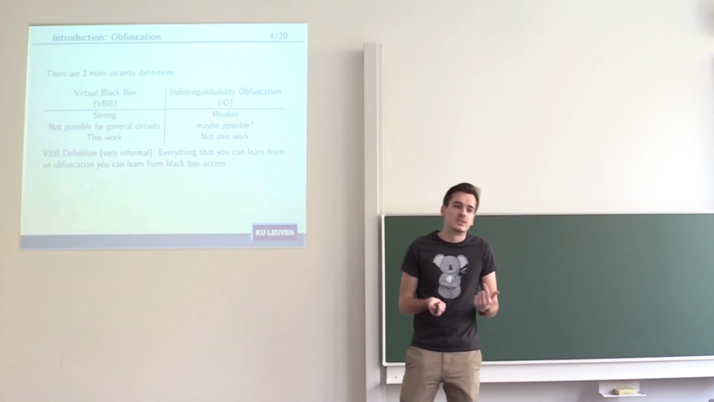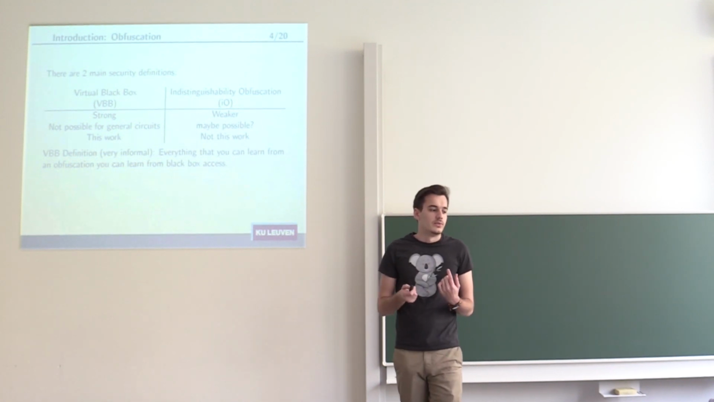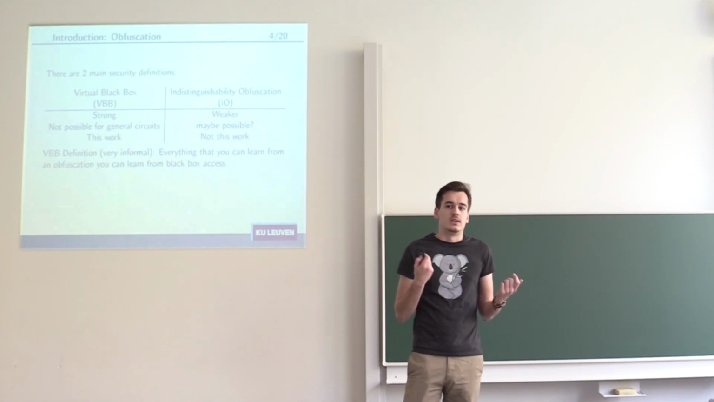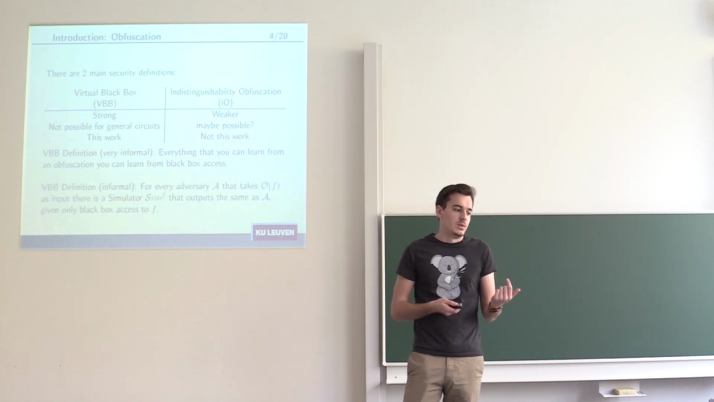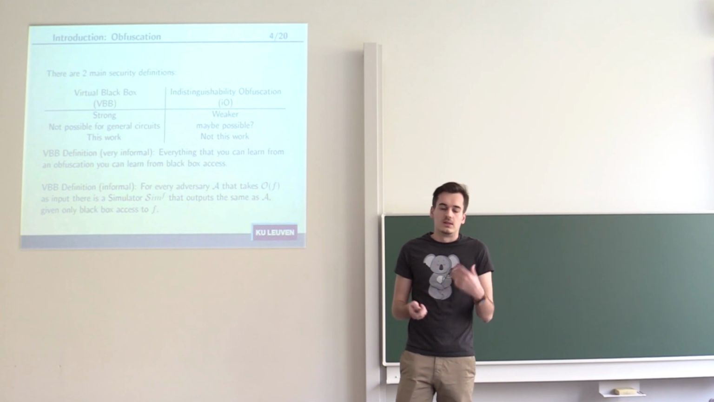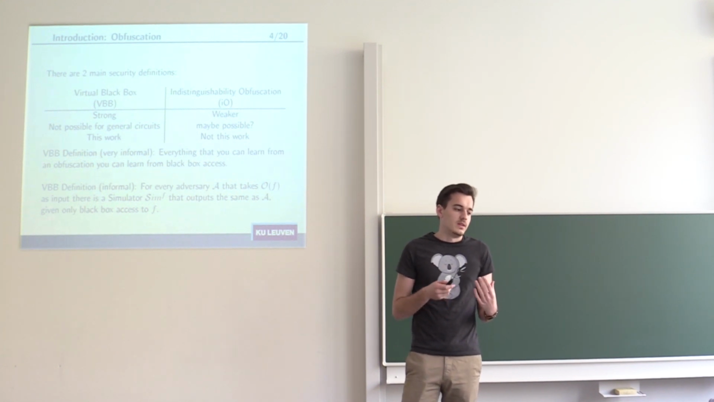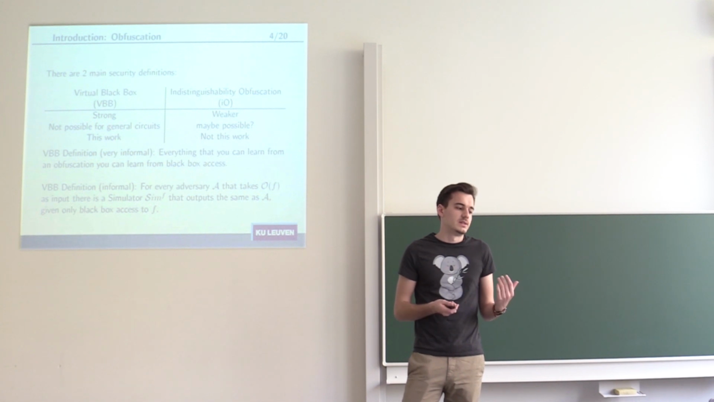A very informal definition of virtual black box is everything that you can learn from an obfuscation, you can also learn from black box services. And to make this a little bit more formal, this says that if there's an adversary that takes as input an obfuscated program, then there also exists a simulator that does not get that input, but it can make queries through a black box, and output the same thing. It simulates the adversary.